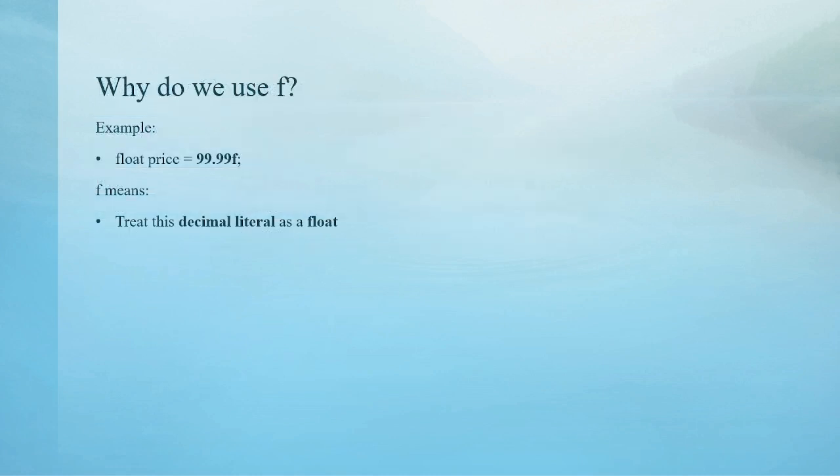Why do we use an f suffix? If we want Java to treat it as a float, we add the letter f at the end of the value. This means it is a float literal. So, for example, float price is equal to 99.99f. Here, in the value, I have added the suffix f. This will be treated as a float literal.